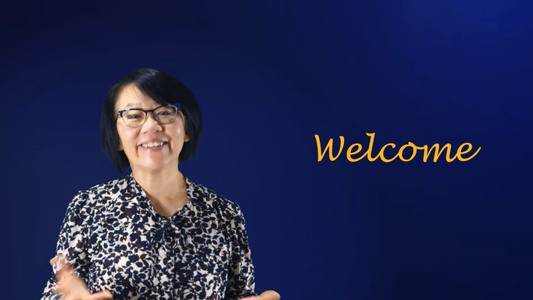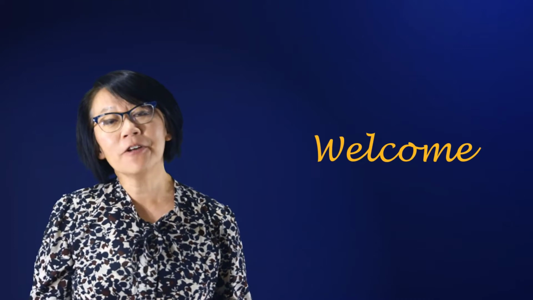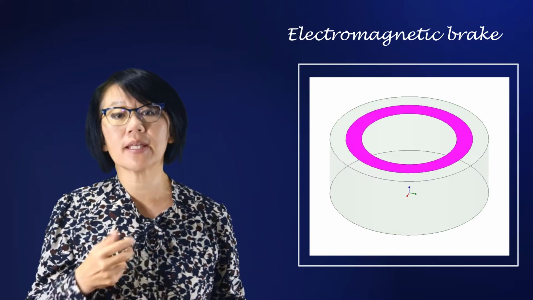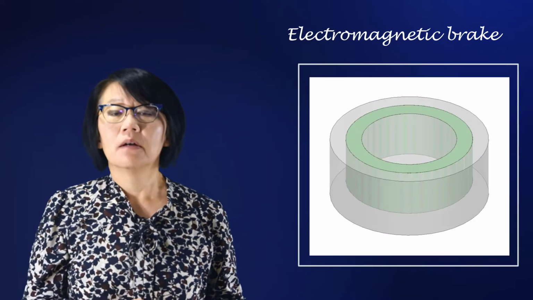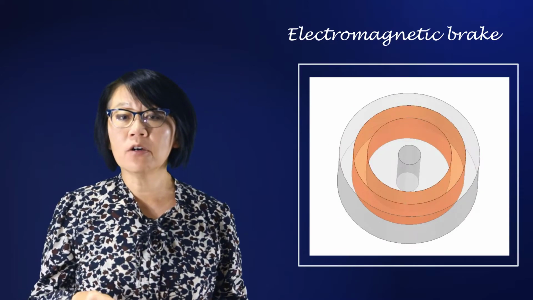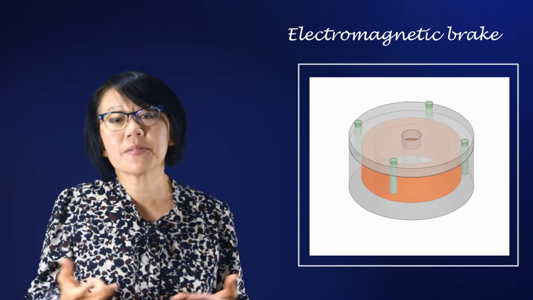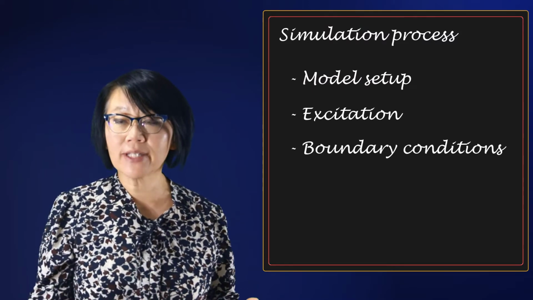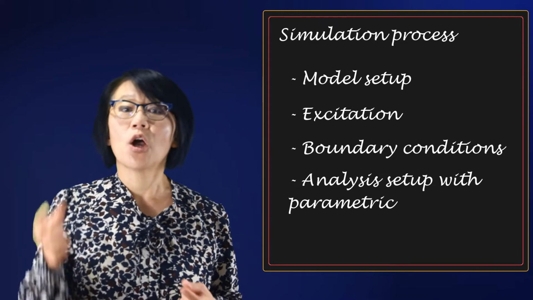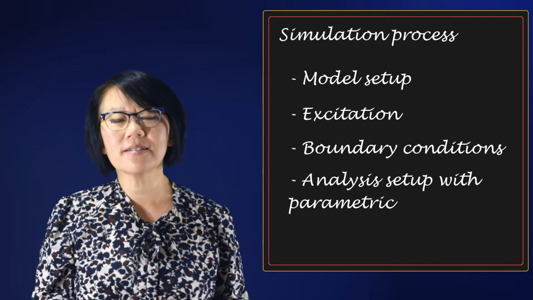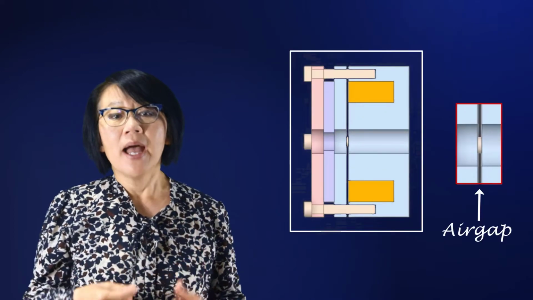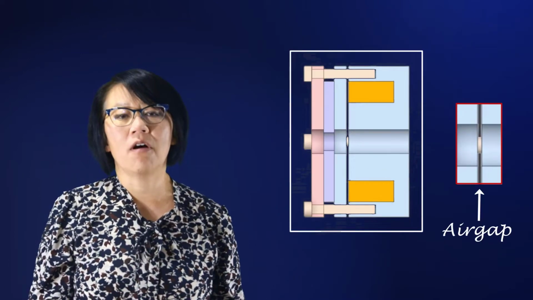And welcome back. In the previous video, we completed the geometry creation for the EMB break example. In this video, we're going to continue with the next steps in the simulation process. We're going to create a setup, the excitation, the boundary conditions, the analysis with a parametric analysis, and then view the various results as we vary the air gap and see what its effects are.